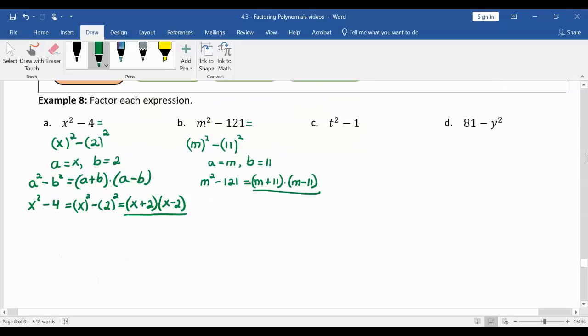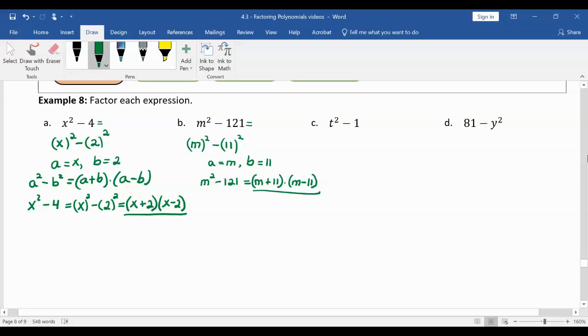Part B, m squared minus 121. Let's rewrite the expression such that we have m squared minus 11 squared. A equals m, b equals 11. Following the formula a squared minus b squared equals a plus b times a minus b, then m squared minus 121 equals m plus 11 times m minus 11.